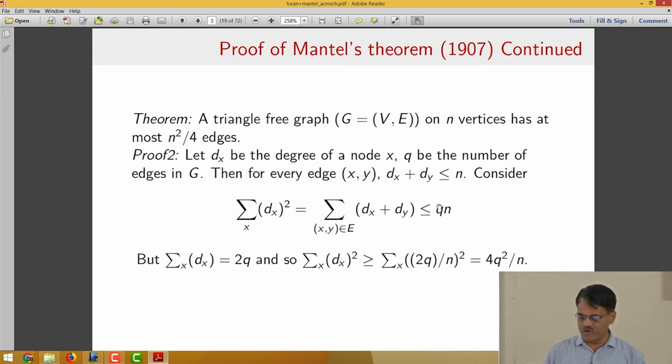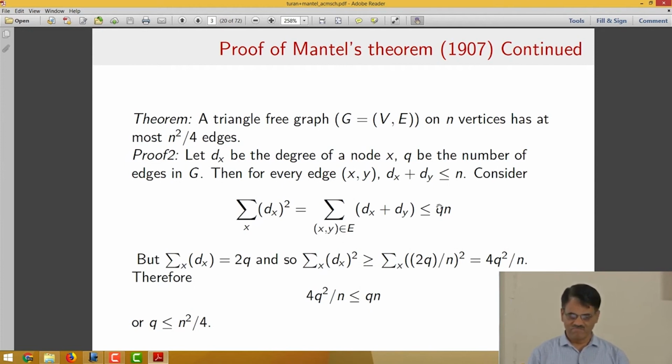We have an upper bound qn. You put them together and you get what you want. 4q square by n is less than or equal to qn. So q is less than or equal to n square by 4. Right? Is it clear? 3-line proof really, right? There is nothing going on here. Simple result, just really 3 lines, but it's very cute. Somehow this concept of do the summation dx square, distribute it, add it over edge, use this inequality, use the lower bound, upper bound, done.